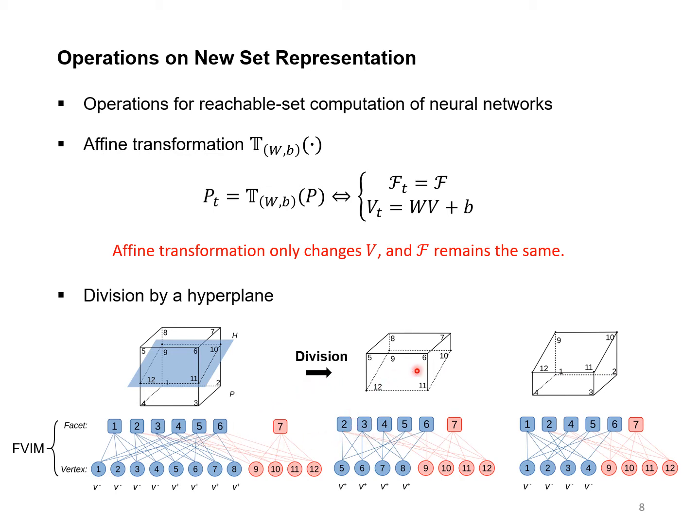Correspondingly, for each subset, the original F matrix will keep all the facets and vertices of this subset and discard others, such that it can form the final F matrix for this subset.